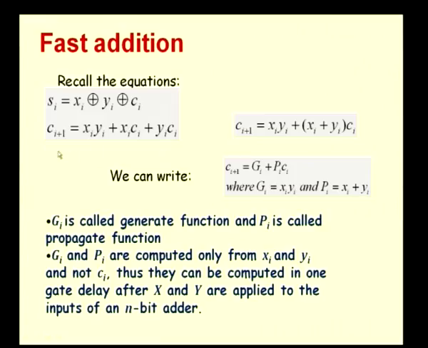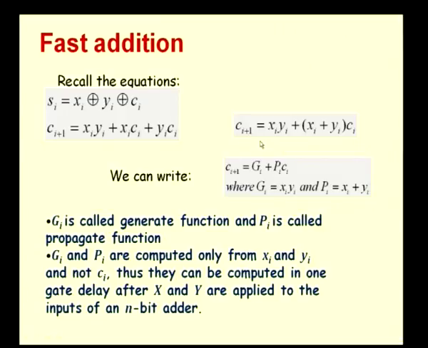So, now what we are looking at is, can I look at it differently so that I am able to come up with a fast addition? That is the idea that we are trying to take a look at. Let us look at this equation. The ci plus 1 is xi yi plus xi ci plus yi ci. Let me rewrite it as xi yi, but wherever I have the carry, let me group those two terms together and write it as xi plus yi into ci. What am I achieving by doing this? I am basically trying to separate out the terms where the effect of the carry is present from the terms which do not have the effect of the carry.